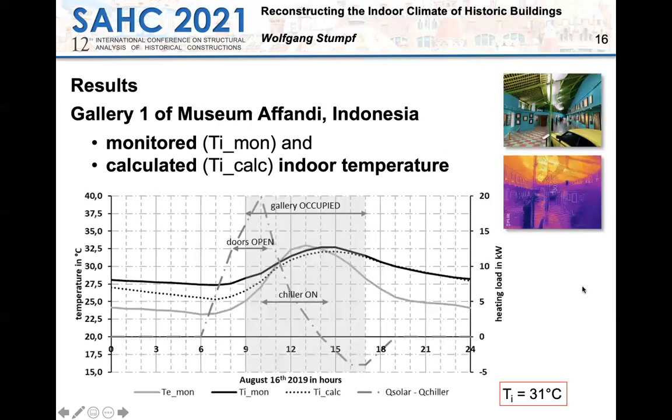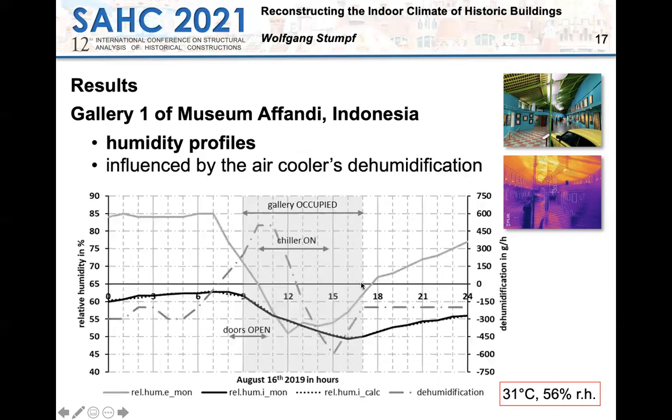When I was in Indonesia in 2019, I investigated this art gallery. I monitored and measured the surface temperatures, air temperature, humidity, indoors and outdoors, air velocity, wind speed. Here is the monitored temperature profile, and the dotted line indicates the calculated indoor temperature. Average during opening hours is 31 degrees Celsius, and the humidity fits even more perfectly. So the monitored and calculated relative humidity in the room overlap very well.